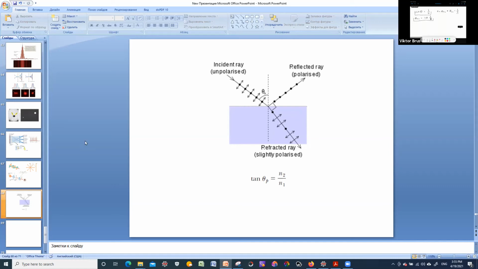Okay, thank you for attention. This is pretty much everything we should discuss on wave optics. And this is pretty much the end of the material which is designed for this course.